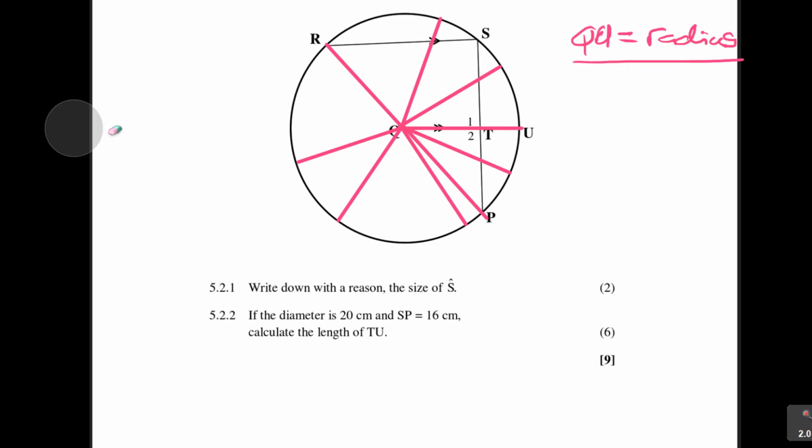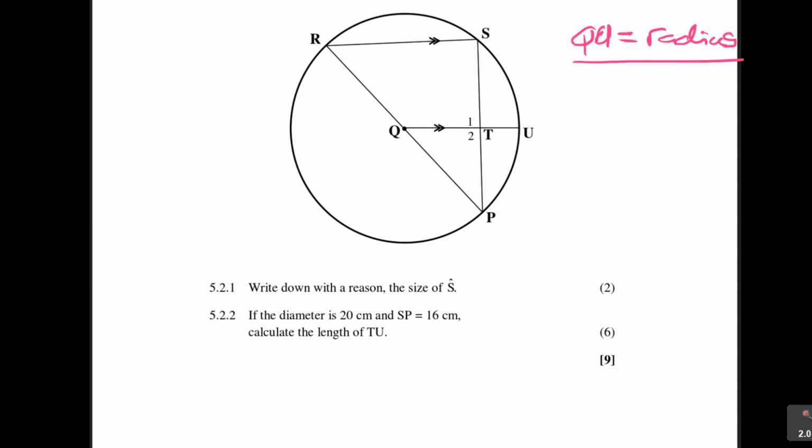You agree with me? So if QU is simply a radius, then it means I need to find my distance QT, because I know what is the radius. Now QU is equal to the radius, they told me the diameter is 20. So from here to here it's 10 plus 10, so that the diameter is 20. Which means QU is 10 centimeters. Are you with me? That is the radius. So I need just to find this distance QT. If I can find QT, I will subtract it from 10, then I will get that other distance TU.